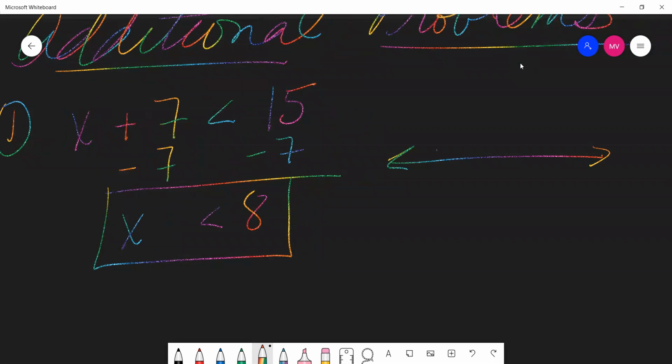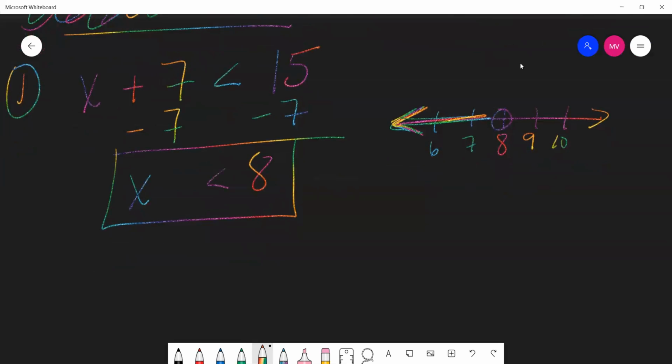So when you graph it, throw 8 in the middle, 9, 10, 7, 6. All right, so where does our graph start? At 8. Is it an open or closed circle? Open, because 8 is not included as a true solution. And then we graph our arrow pointing down. Any number less than 8 is a true solution to this problem.